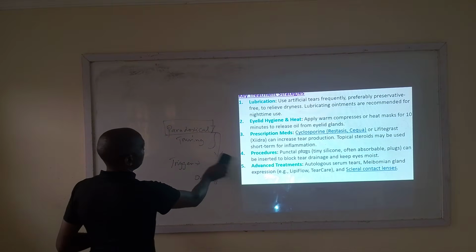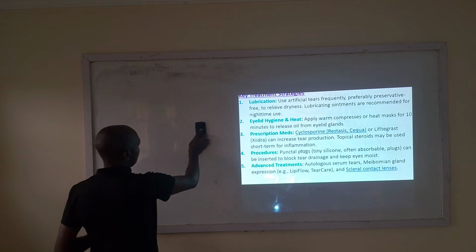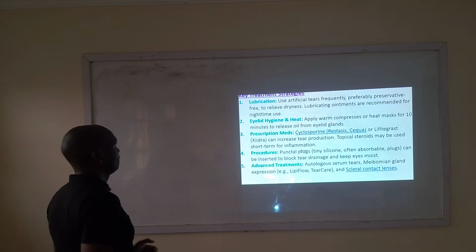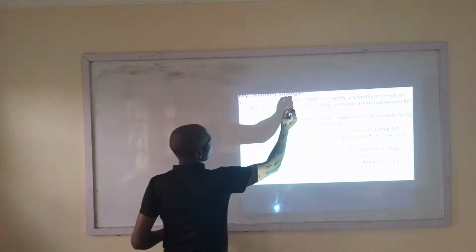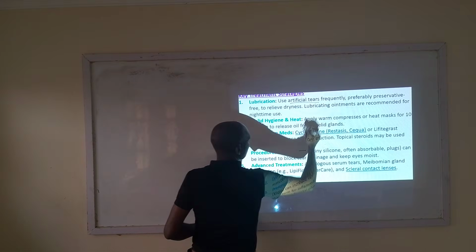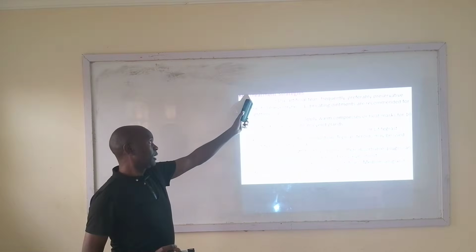We have treatment strategies. How do we treat this condition? One, we give what we call artificial tears. Artificial tears are normally prescribed to lubricate the eye.